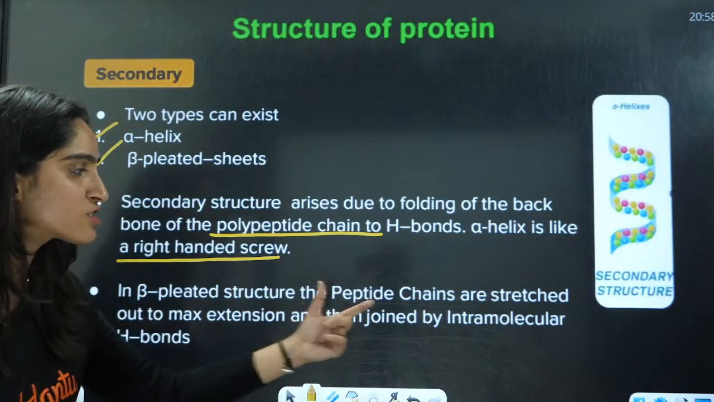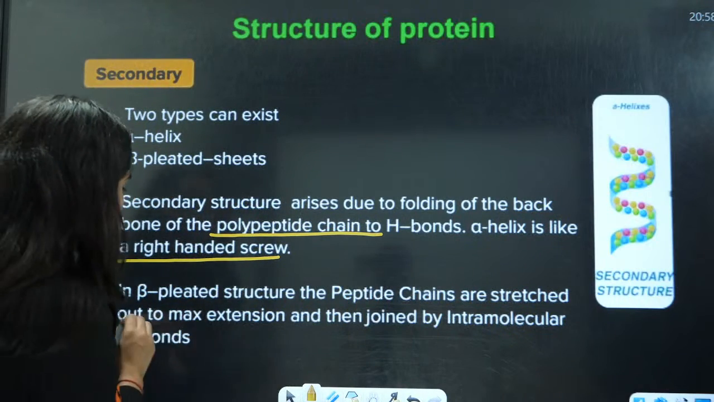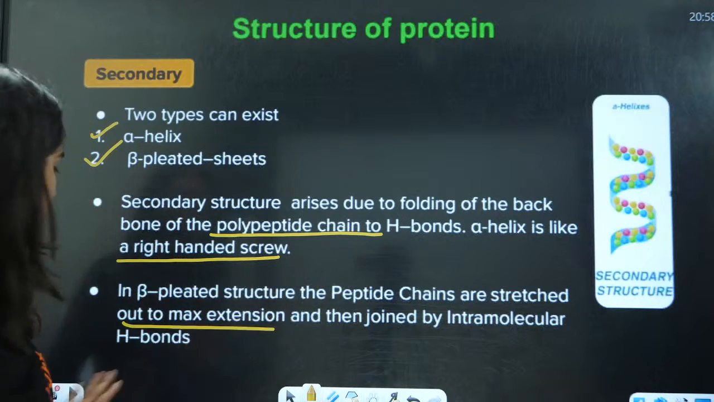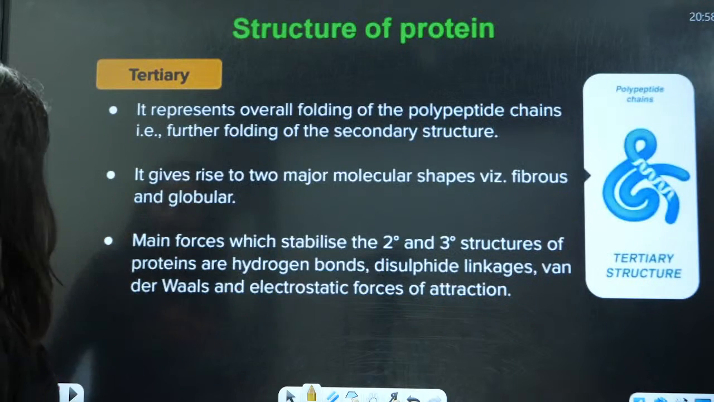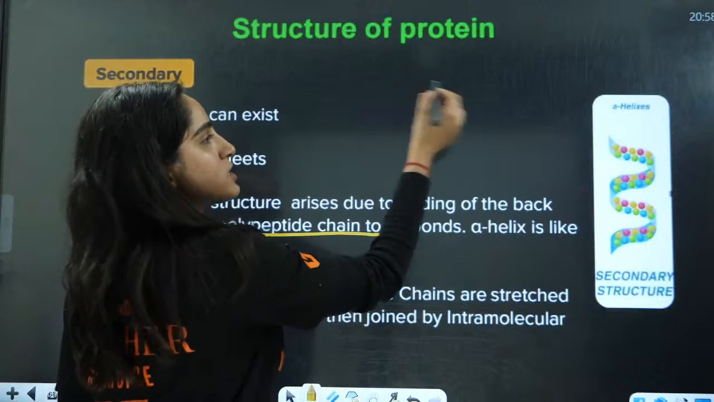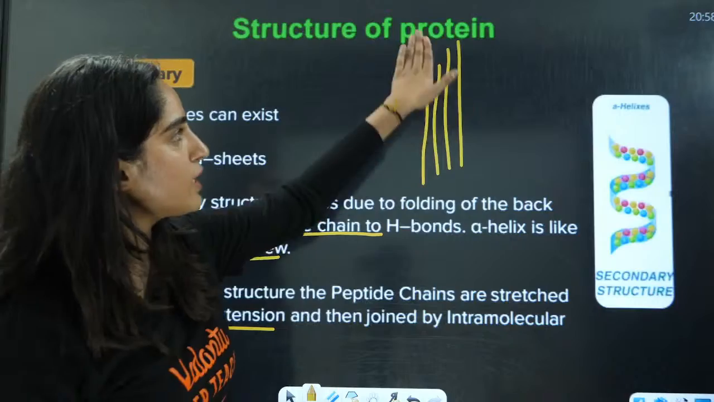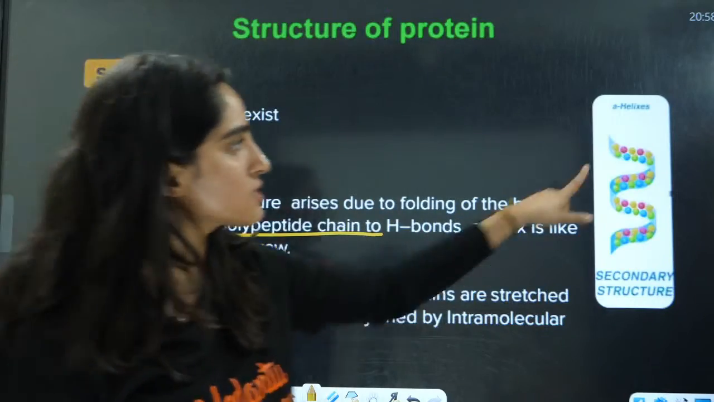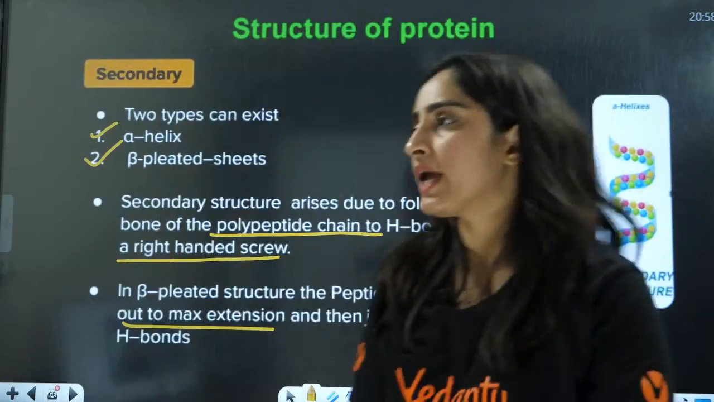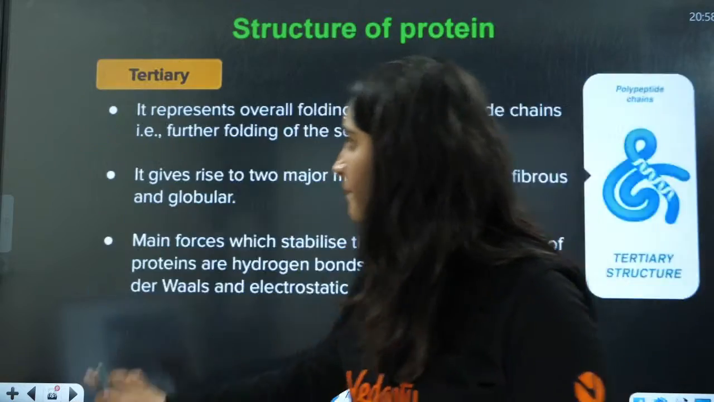Next is the beta pleated structure. Peptide chains are stretched to maximum extension and then joined by intermolecular hydrogen bonds. Let us see this. They have not drawn it, but alpha helix and beta pleated are something like this. This is beta pleated, this is alpha helix. This is the secondary structure.